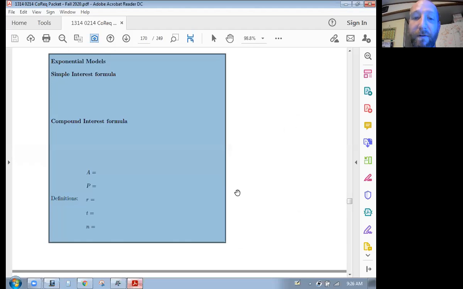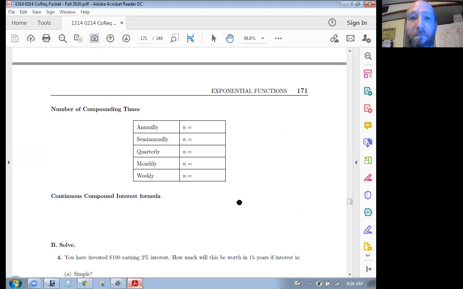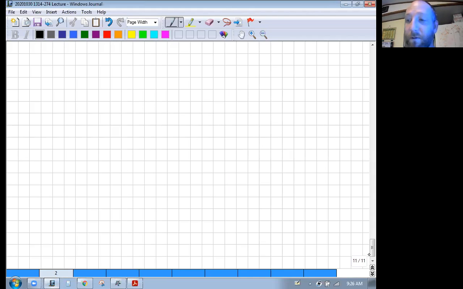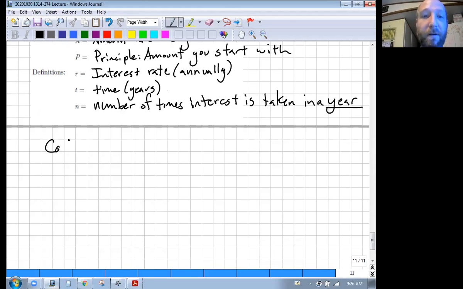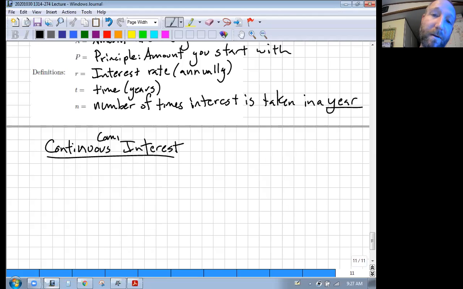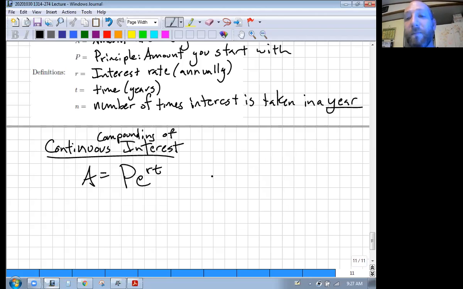And now we have continuous interest. Continuous compounding of interest. The amount is P e to the rt, where e is 2.71, Euler's number. All right. It's our natural base.